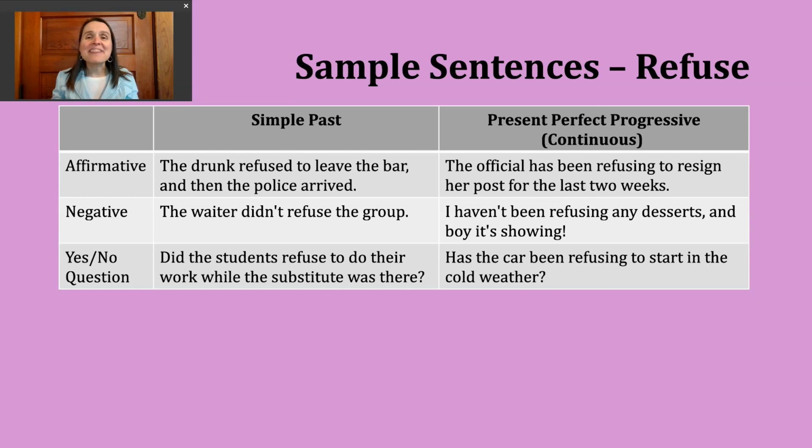The nice thing though about making simple past tense sentences is that our structure is going to stay the same no matter what our subject is. So in the affirmative, I'm going to have my subject, and then I'm going to have my ed verb. An example of this: the drunk refused to leave the bar, and then the police arrived. So here, this is that idea of not doing something that someone has asked you to do, right? Maybe this person was bothering other customers, and they wanted that person to leave, would not agree, would not comply with that.